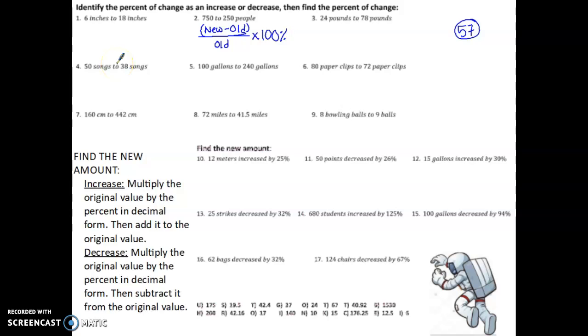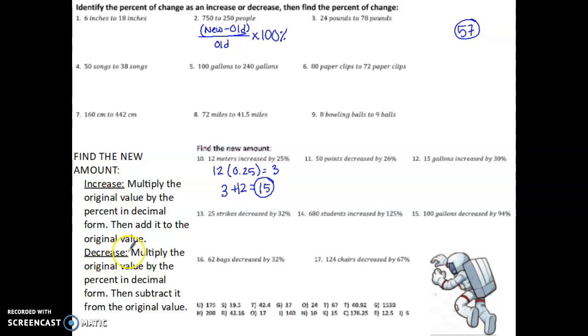And then for numbers 10 through 17, you should have used these descriptions at the very top. So for an increase in the amount, so increase in amount by 25%, you're going to multiply the original value, which is 12, by the percent in decimal form. Again, percent in decimal form, that's going to be 0.25. And that should get you 3, then take that value and add it to the original value. So 3 plus my original was 12, so that gives me 15. So your final answer is 15.